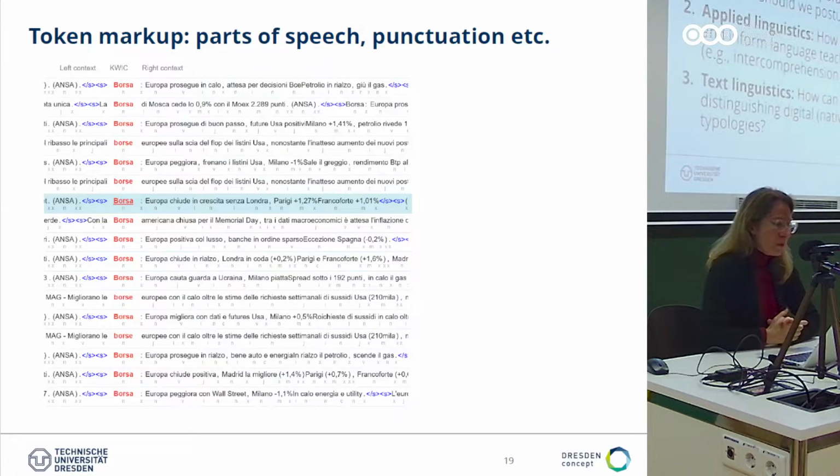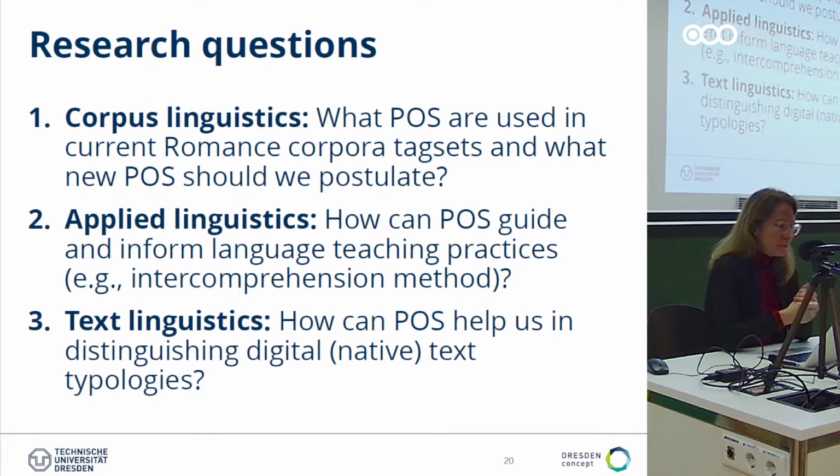Okay, so now what are the research questions that we can answer with these corpora that are annotated with the parts of speech? These are only three possible areas and three possible questions. There are many more, but these are the ones that I have been working on in the past years. So I wanted to give you some examples. In the same field as corpus linguistics, an important question is what parts of speech are used in Romance languages corpora tag sets, and what new parts of speech should we postulate?